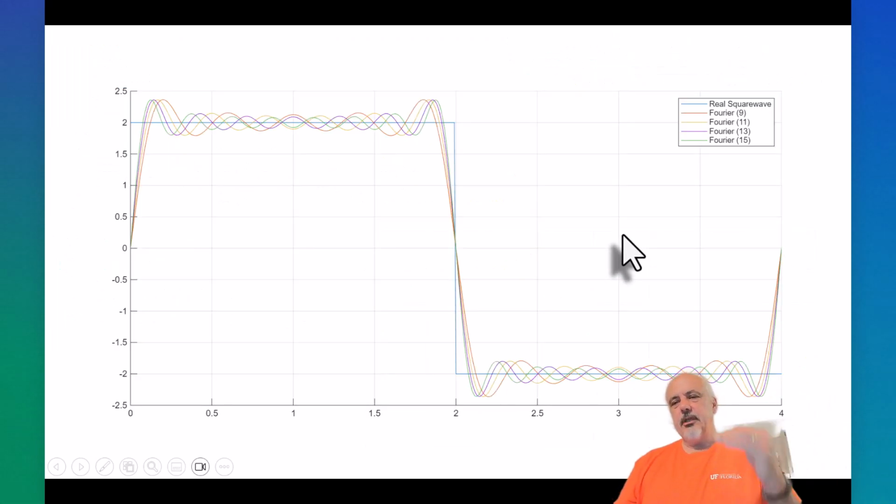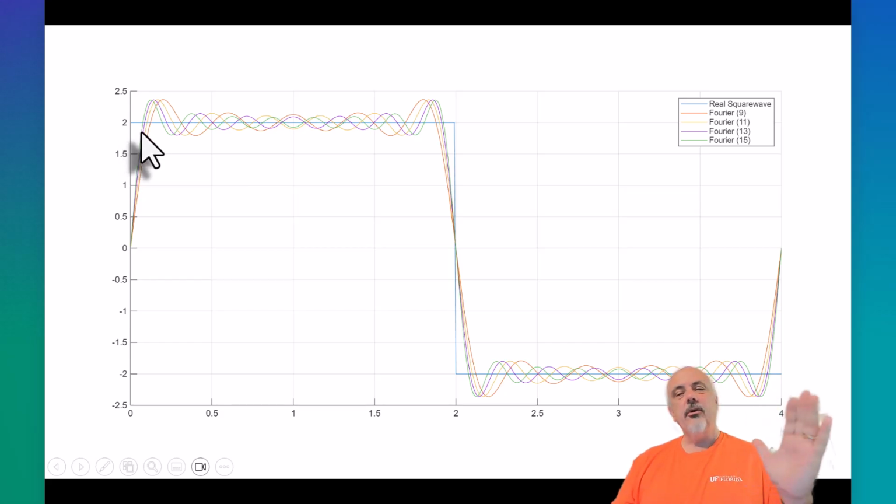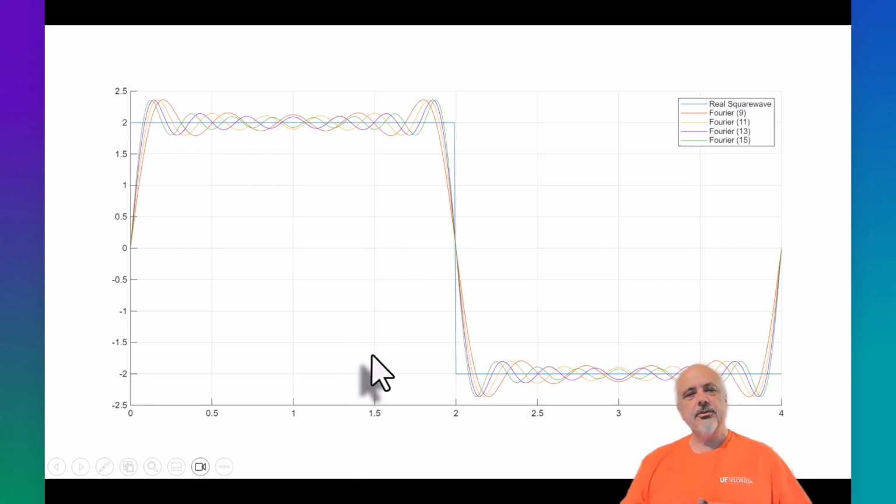I actually continued this quite a while, but I'm showing you up to 15 here. So this is as we progress. That'd be 9, 11, 13, and then 15. So the higher we go, the closer it becomes to that actual square wave. So very, very interesting how this works.